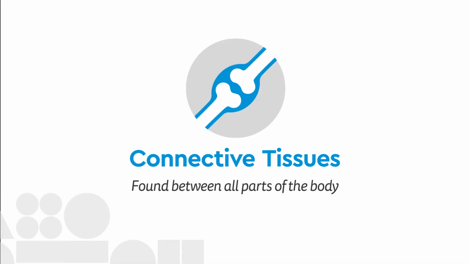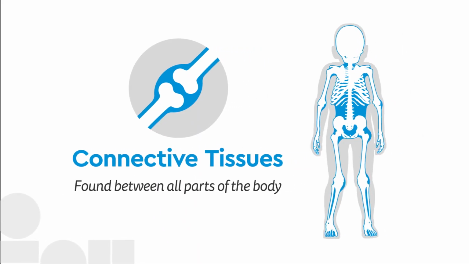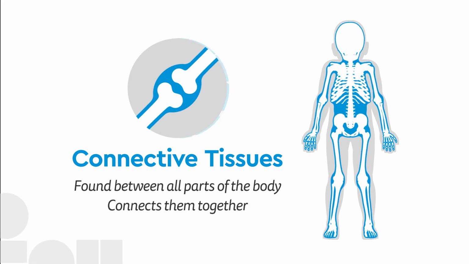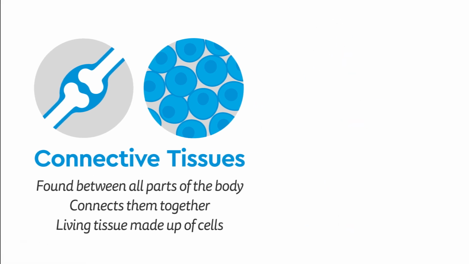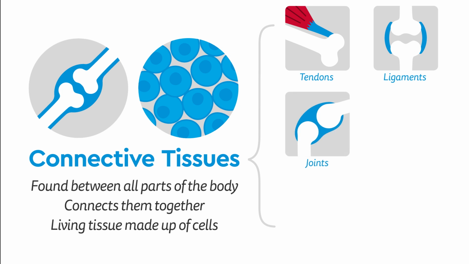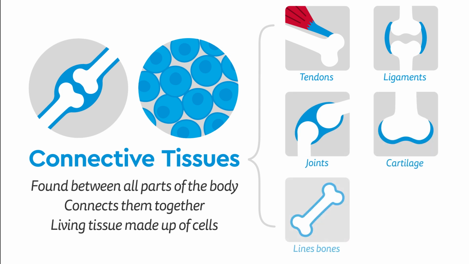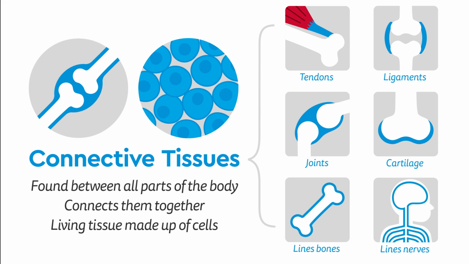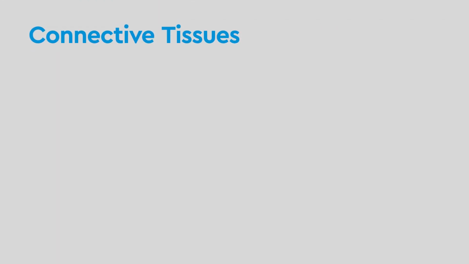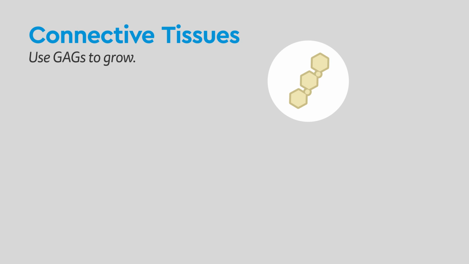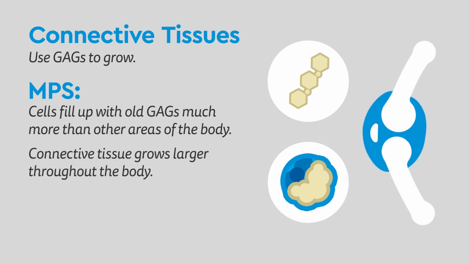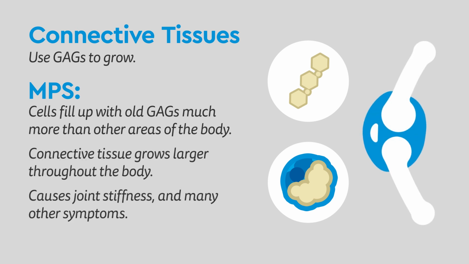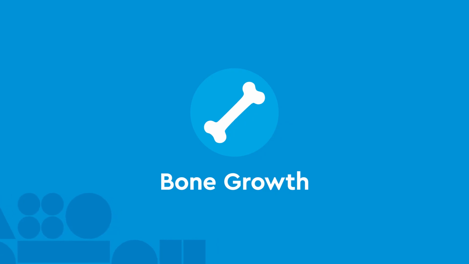Connective tissue is found between all parts of the body, connecting them all together. It is living tissue made up of cells. It includes tendons, ligaments, joints, cartilage, and also lines our bones and nerves. Connective tissue is one of the areas of the body that use a lot of GAGs to grow. That means that in MPS, the cells of connective tissue fill up with old GAGs much more than other areas. This causes connective tissues to grow larger throughout the body, causing joint stiffness and many other symptoms. This also affects how bones grow.